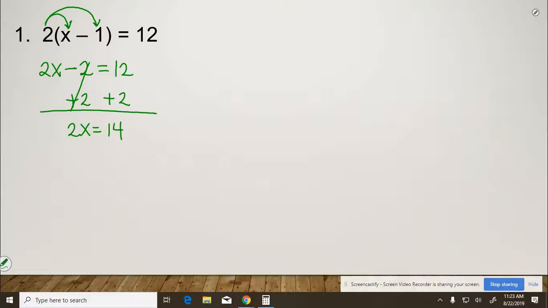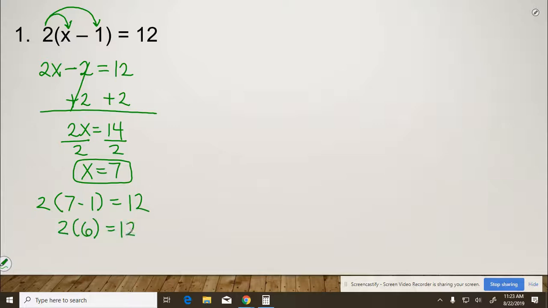Then we get rid of the coefficient. Coefficient is the number being multiplied by x, which is 2. Since it's multiplied, we're going to divide. So we divide by 2, and we get x equals 7. And then we can quickly check our work. If we have 2 times (7 minus 1) equals 12, that's the same as 2 times 6, which we know is 12. So we did it correctly.